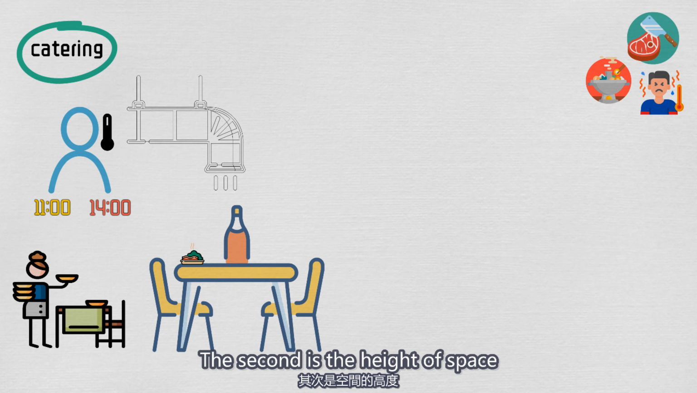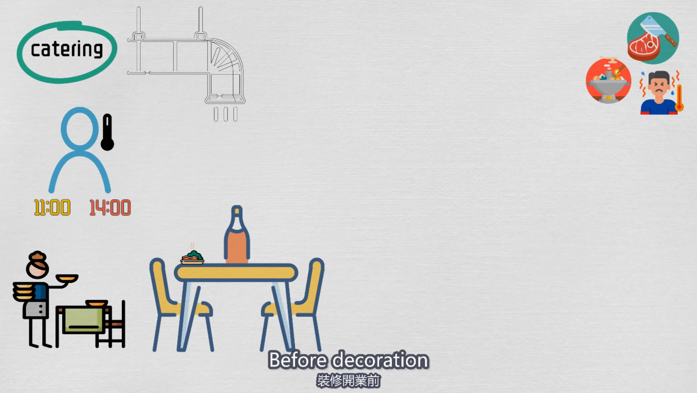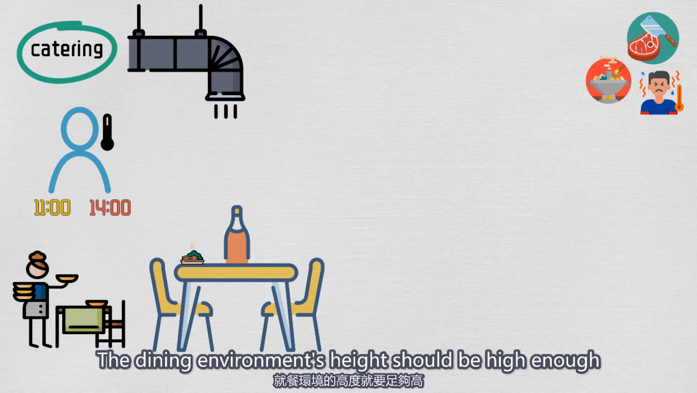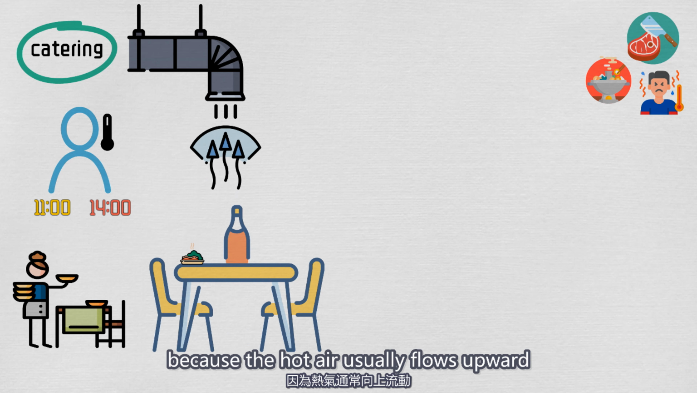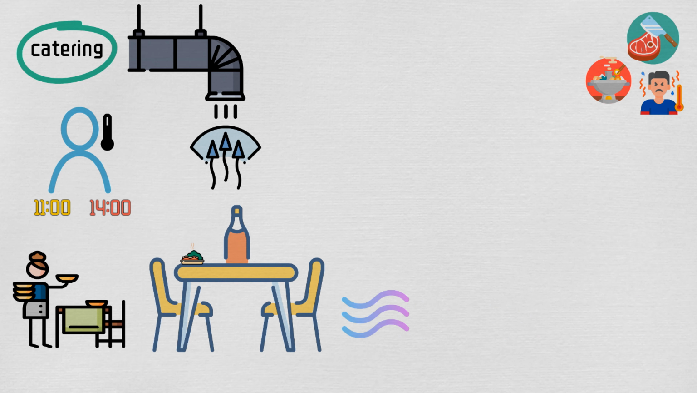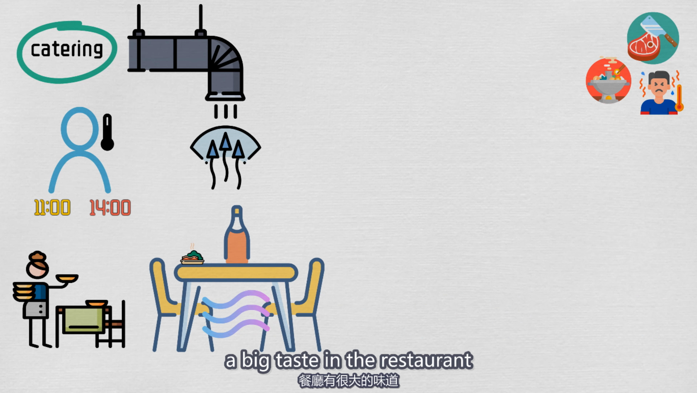The second is the height of space. Before decoration, choose the address. The dining environment's height should be high enough because the hot air usually flows upward. On a low floor, there is a steady stream of cold air rushing in. Guests don't get a big taste in the restaurant.